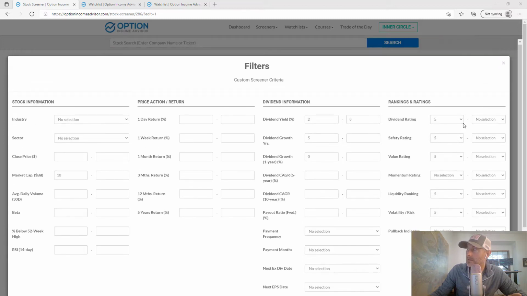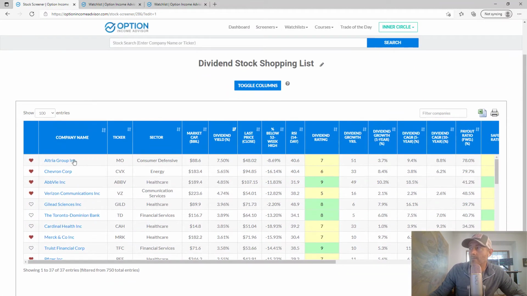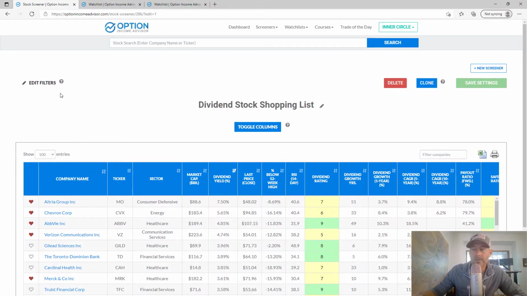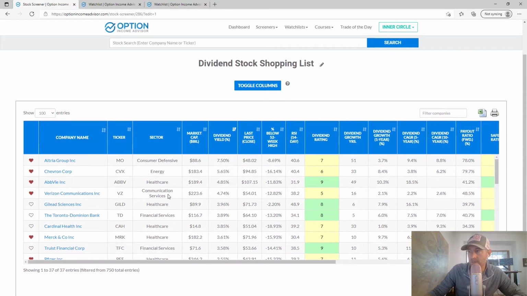I'm just going to cancel that out. Typically, if you change those filters, you just hit view results, and it would obviously change the results if we changed any of those. But you can see what I've got here is I've got it sorted by dividend yield, highest to lowest.